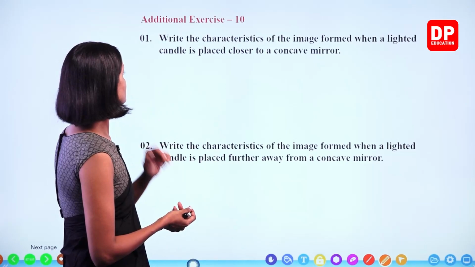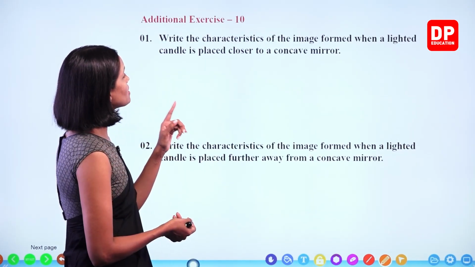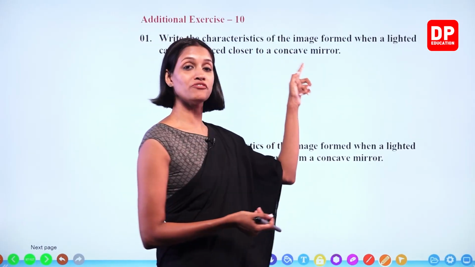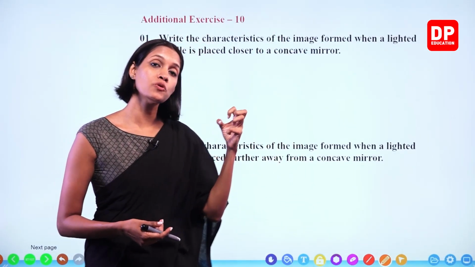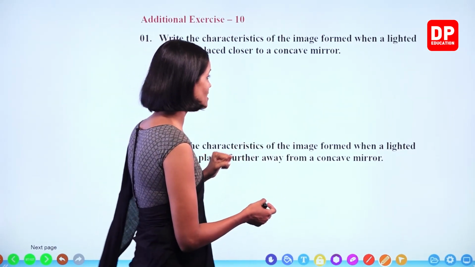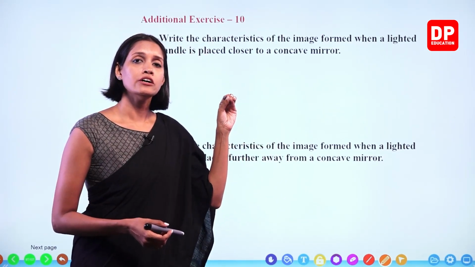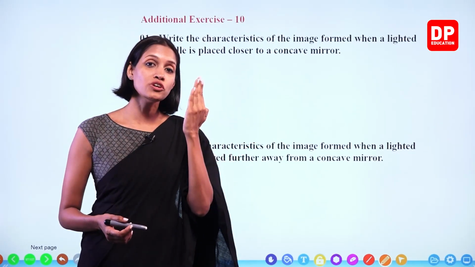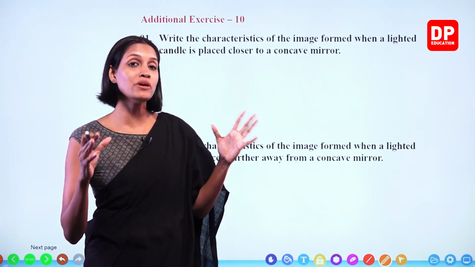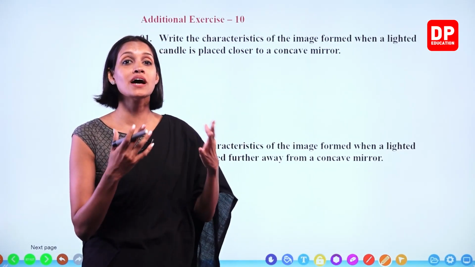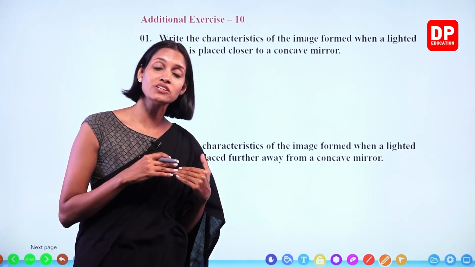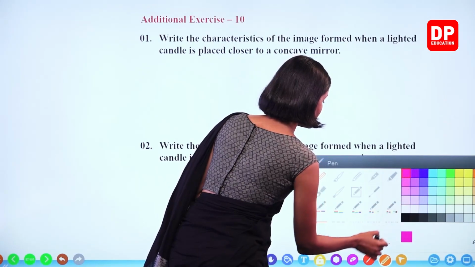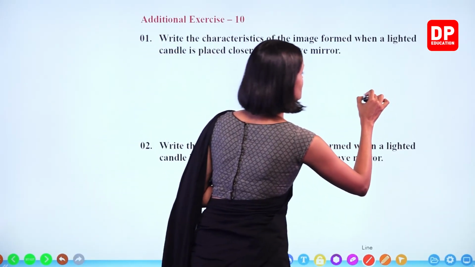Okay, exercise 10. Write the characteristics of the image formed when a lighted candle is placed closer to a concave mirror. When an object is kept closer to a concave mirror, what happens, children? Now think of a shaving mirror. When you take it closer to your face, you can see a bigger image of your face and it is always upright. But can we take it onto a screen? No.